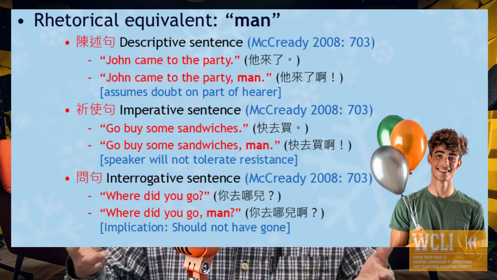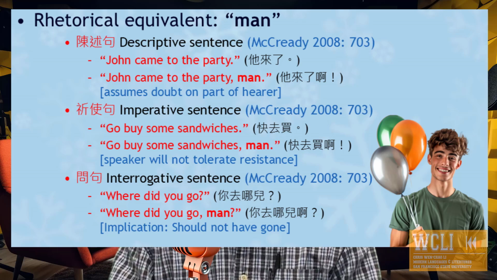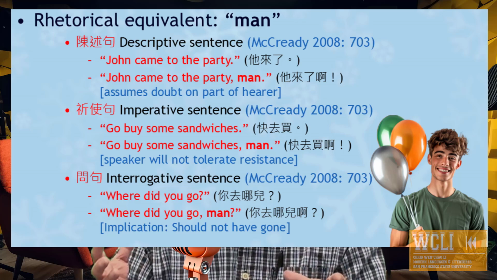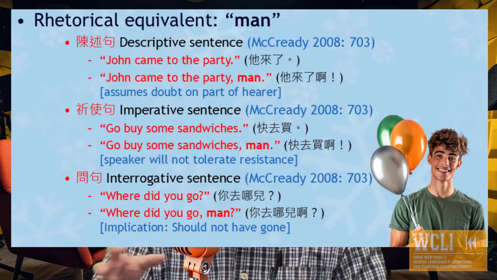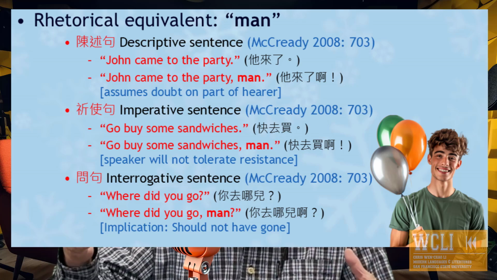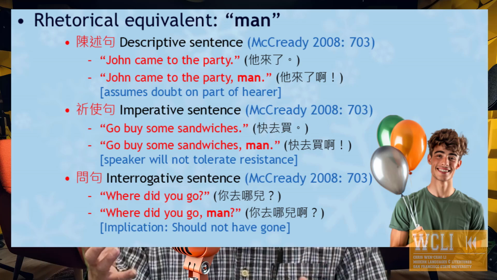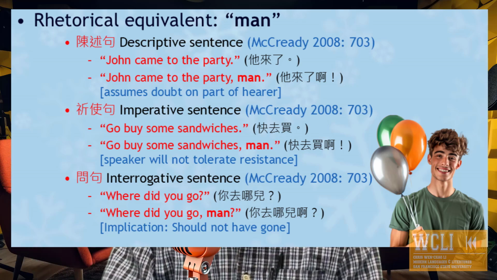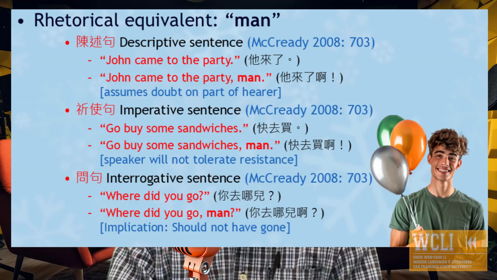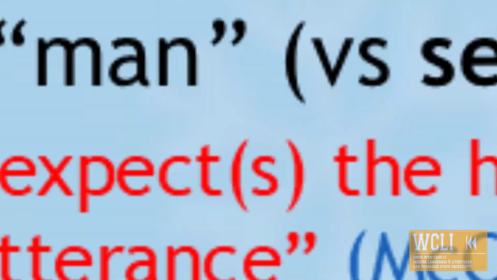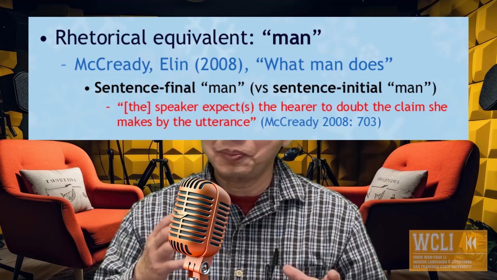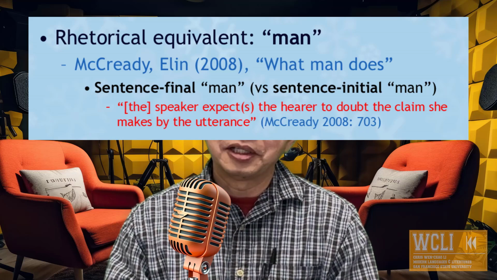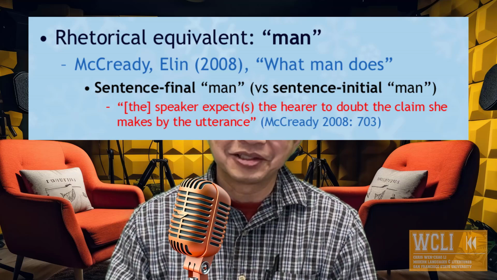You can also get man in questions. "Where did you go?" "Where did you go, man?" When I add that man, what I'm implying is you should have stayed here. You shouldn't have gone anywhere. And yet you went. So, "where did you go, man?" What that means is you went somewhere when I wasn't expecting you to go anywhere. There, again, is that difference in attitude. So man, according to McGreedy, indicates that the speaker expects the hearer to doubt the claim made by the utterance. There is a difference in attitude between the speaker and the listener.